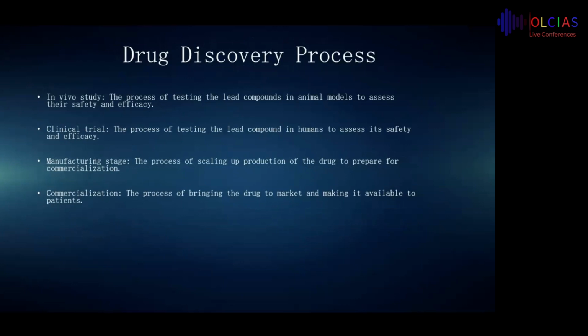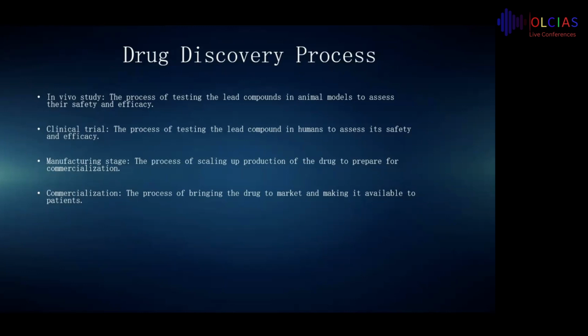Clinical trials are the final and most critical step in the drug discovery process, where the lead compound is tested in humans to assess its safety and efficacy. Clinical trials involve several phases, starting with a small group of healthy volunteers and progressing to a large group of patients with the disease being targeted. The aim is to determine the optimal dose, the drug's effectiveness, and any potential side effects.